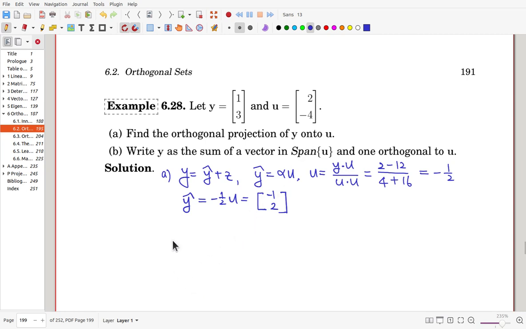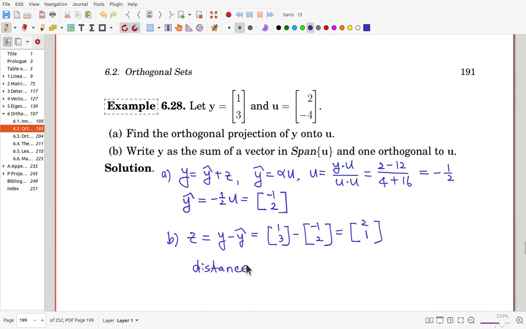Now we want to express y as the sum of two vectors. So for part B, we have to decide z, that is y minus y hat. Okay, y is 1 and 3. Subtract here minus 1 and 2, so that the top will be 2, bottom is 1. Of course, if we try to get the distance, then again that is the norm of z, which is again the same as square root of 5, right?